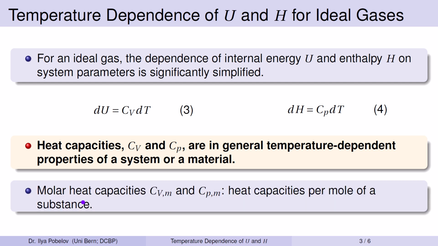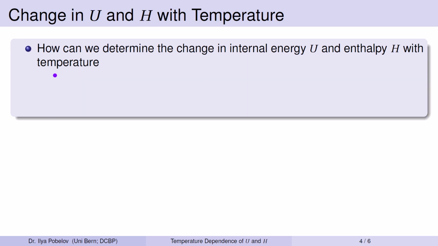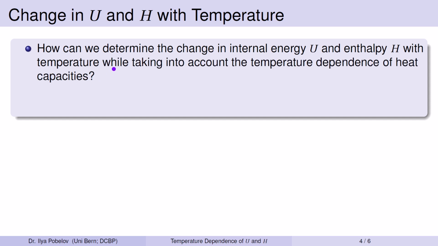In many cases, instead of the heat capacities of an entire system, we use molar heat capacities, denoted as CVM and CPM, which are the heat capacities per mole of a substance. Let's discuss how we can determine the change in internal energy and enthalpy with temperature while taking into account the temperature dependence of heat capacities.